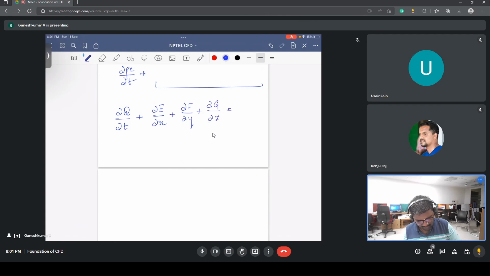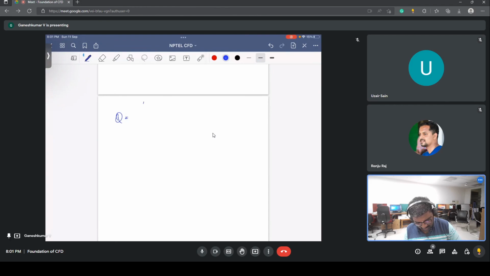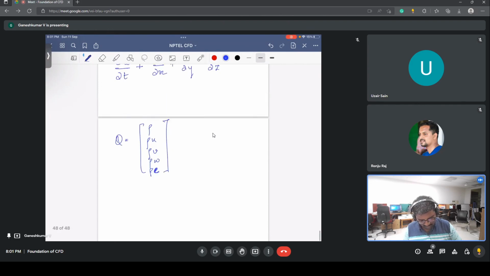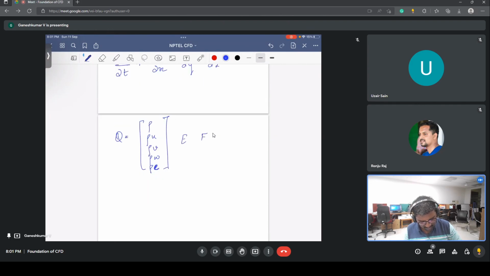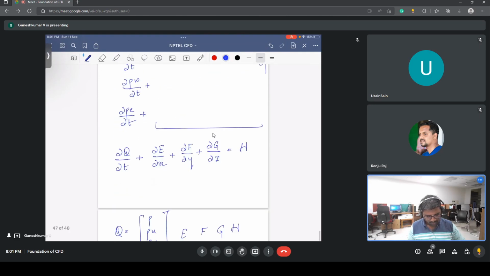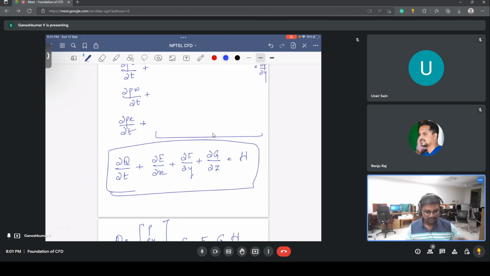It is equal to some constant h. Here this q is actually rho, rho u, rho v, rho w, and energy e. Similarly we have the flux terms e, f, g and h. Finally they will use this vector form of the equation and discretize it based on the discretization schemes we were seeing now. So central differencing, all these schemes, they will use to discretize it, and then they will find the q.